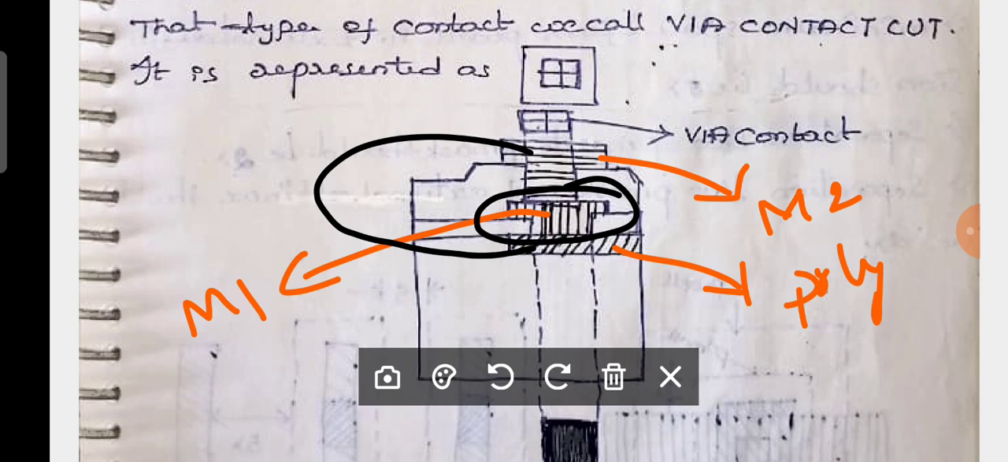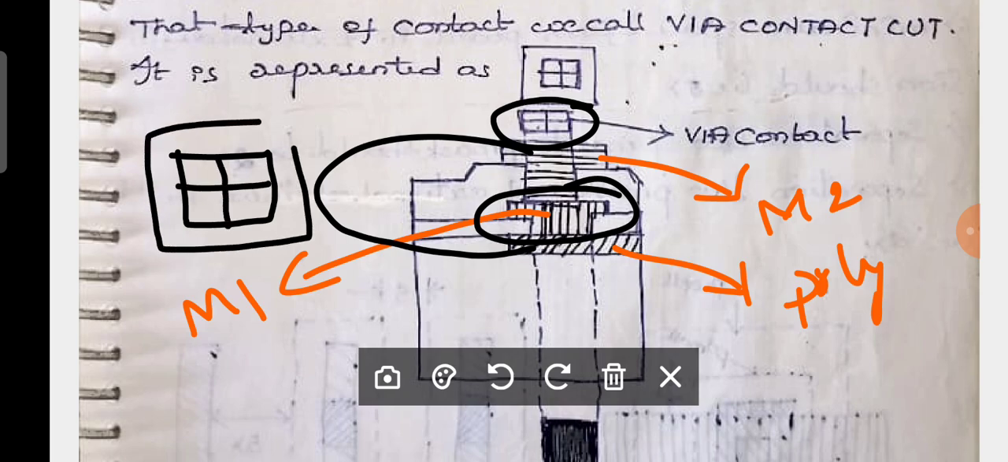Therefore, don't forget how to represent via. This is the way to represent via. Is it clear? This is very important. Instead of the contact cut, you have to use this one. This is the via contact. The contact area is the same, but you can observe that the contact cut is represented like this. That is an important point.